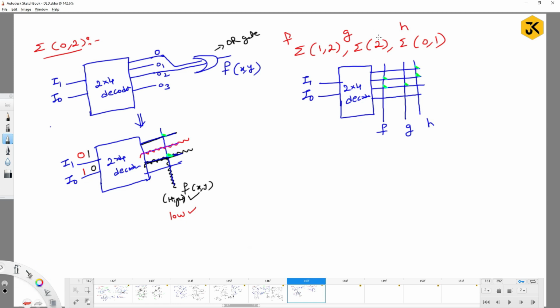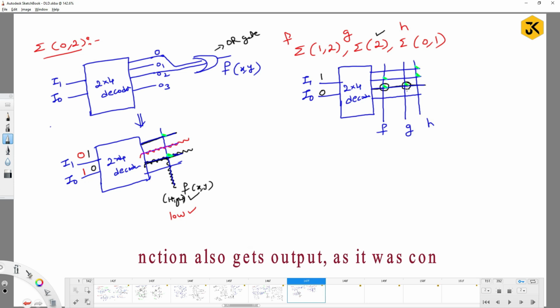For example, I would like to get the output 1 for the function g. So for the function g, what are they expecting? For 2, right? 2 means what? 1 0. 1 0 means power is going to pass to the third line here. At where are they connected? At this particular point as well as this particular point. So when it is connected at these two points, is the g function going to get the output or not? Yes. So the g function is going to get output. So I can say that I am able to implement all the things.